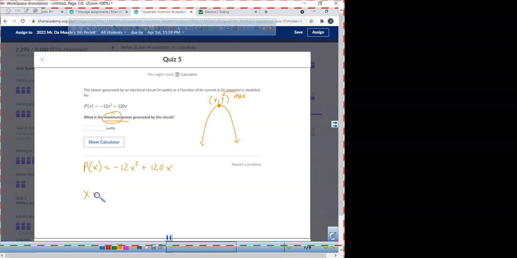x equals negative b over 2a. If it's in standard form, I would use this, and sometimes it's faster than completing the square. So write this equation down. Write x equals negative b over 2a. Label this. This is your formula for the axis of symmetry.